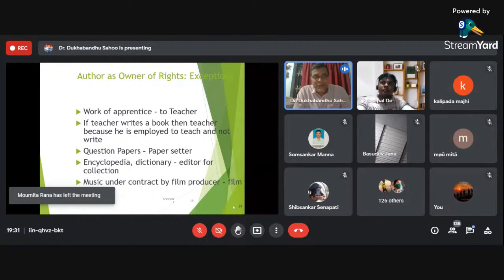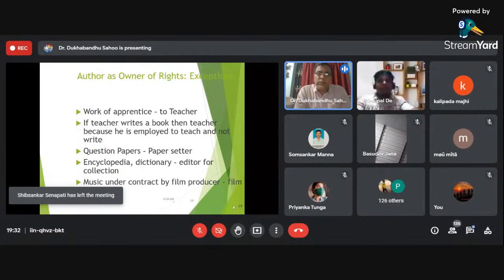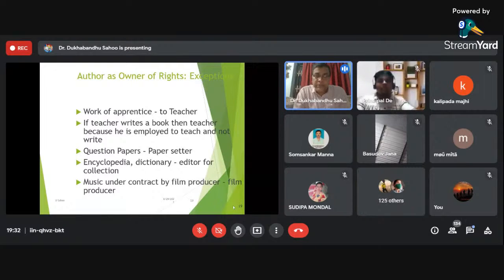This is a little unfair to young minds, but this is how it is in India. If a teacher writes a book, and teacher means someone exclusively employed to teach, not to write. But here in IIT, I am employed to teach, to do research, and to write and publish papers in economics. But if I write a poem or something like that, there I'll have the copyright. If I am hired for a specific purpose and I do work in that direction, then the right lies with the employer. Let's say in some schools the teachers are hired to teach. If they come out with a book, then the copyright lies with the teacher. The organization cannot claim it. Question papers: the question setter.